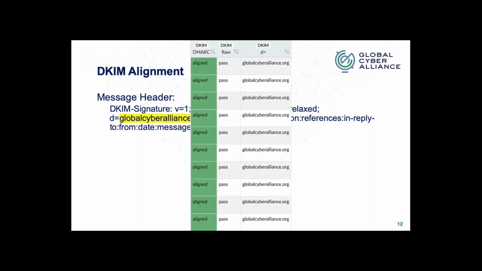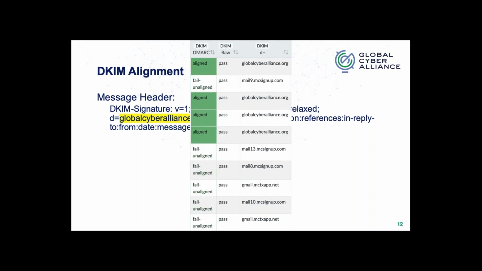So for alignment, again, it's just giving you an example. Here, everything is aligned because the DKIM domain is globalcyberalliance.org, and the from is also set to globalcyberalliance.org. But here's something that's a mismatch, because mixsignup.com obviously is not part of globalcyberalliance.org. So it fails alignment, right? Because there are two completely separate domains. So that's where alignment issues come into play.